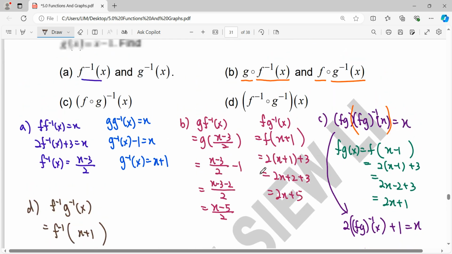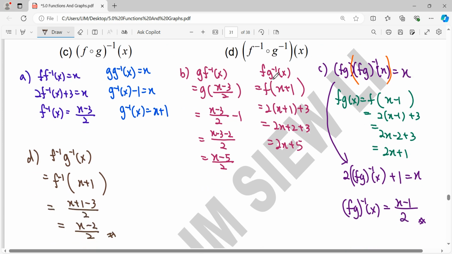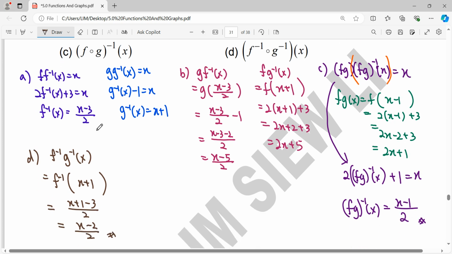So from this example, what can we conclude? This is an individual function inverse. This is an individual function inverse. This is a g function composite with inverse function. This is f function composite with g inverse function. And we can see C and D. C is to find the composite function first, so that's why we put brackets and inverse on fg. Then for D, D means different, f inverse and then composite with g inverse. So that's why they will write f inverse composite g inverse. So you can see all these workings will be different: which one to substitute first, which one will be substituted after that.